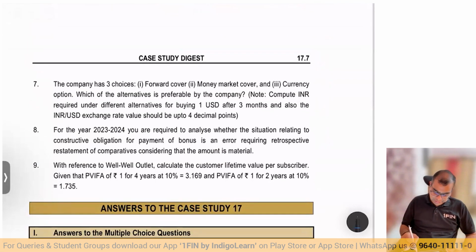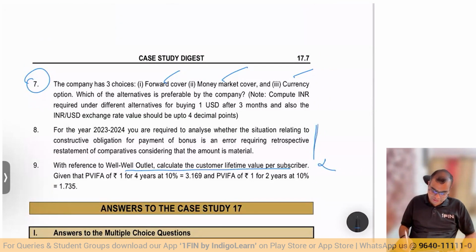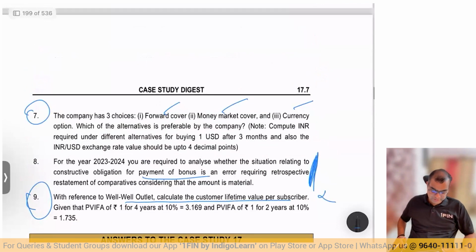Then 3 choices: forward cover, money market cover, and currency option. Which is preferable by the company? Very good. See, this is AFM. Okay. Then with reference to calculate the customer lifetime value. This is probably ICMP. This is not ours. We can actually see that also. Constructive obligation. So this is also this payment of bonus. This I think is costing or SCMP. This is not related to us. So probably 7 and 9. Okay, 7 and 9. What is this?